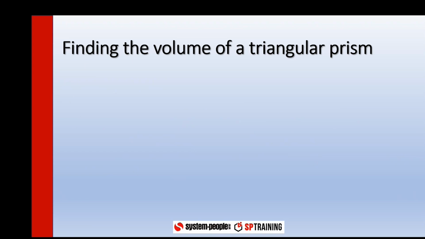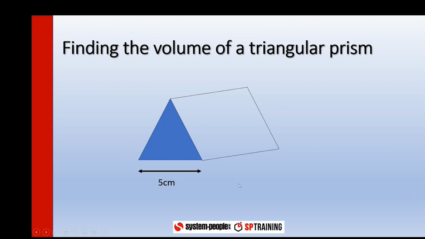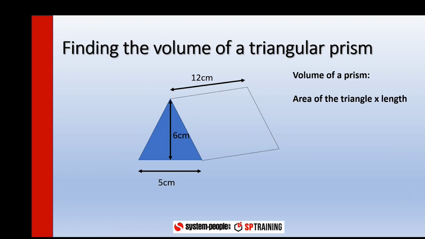So if we're finding the volume of a triangular prism, basically we've got a triangular prism that's shaped like this. On one end, we've got a triangle, and then we've got a length to it. Now, we've given the dimensions of the triangle. The 5 centimeters is our base, 6 centimeters the height, and for the prism, we've got a length of 12 centimeters. Now, the way you would calculate the volume of this triangular prism is, first of all, you'd find the area of the triangle on the end, and then multiply it by the length.